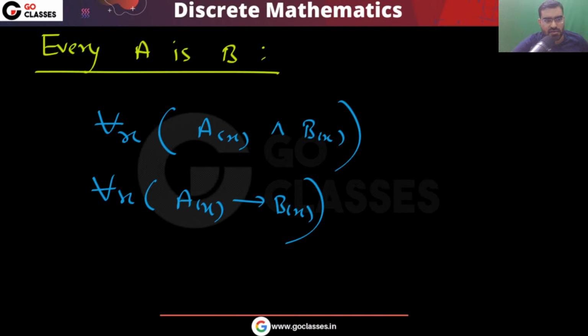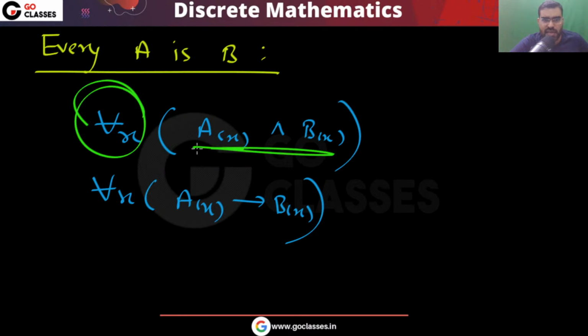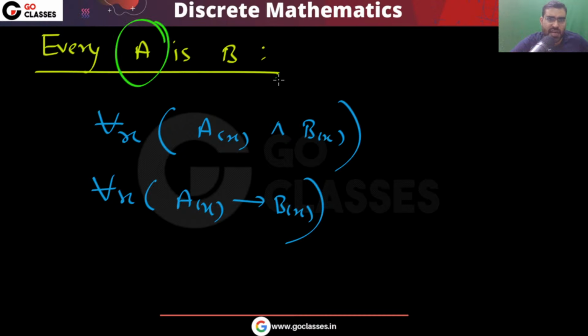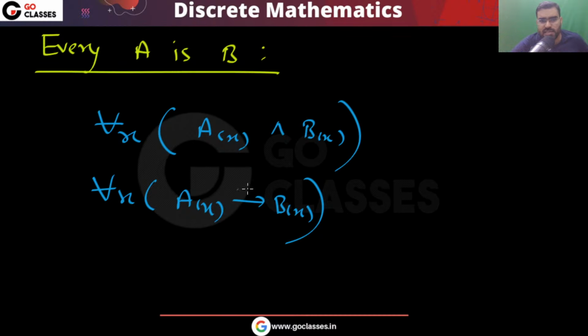So you can see very easily, we are saying that every A is B. We are not saying that everyone is A and B. Look at this statement. This is saying that everyone is A and B, everyone is both of them. But what we are saying is that every A is B. So for everyone, if you are A, then you are B. If X is A, then X is B. So this is correct, and this is not correct.